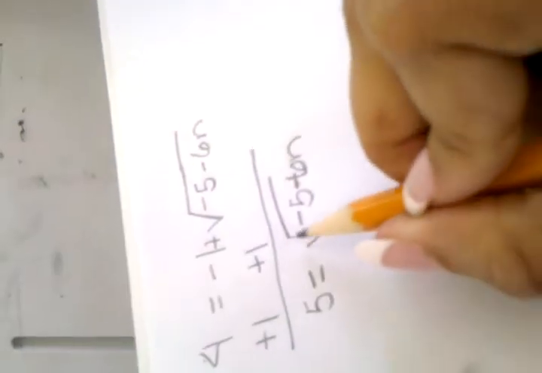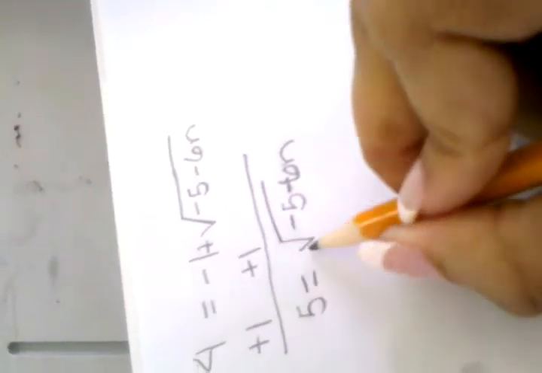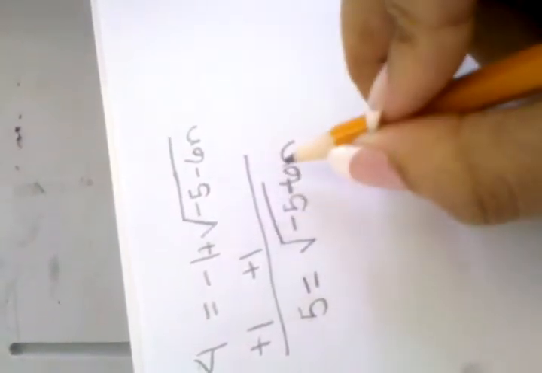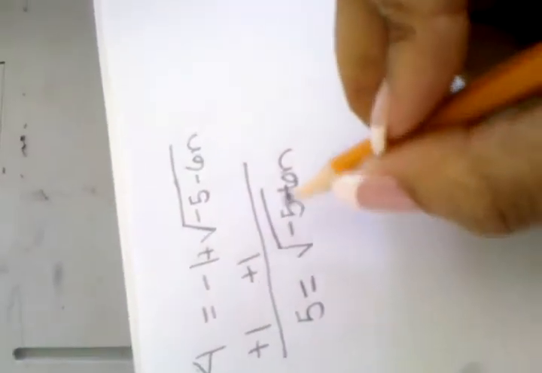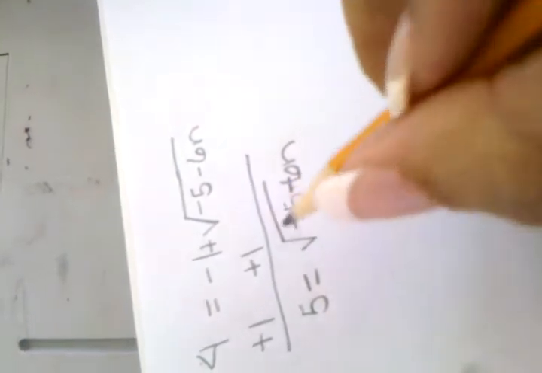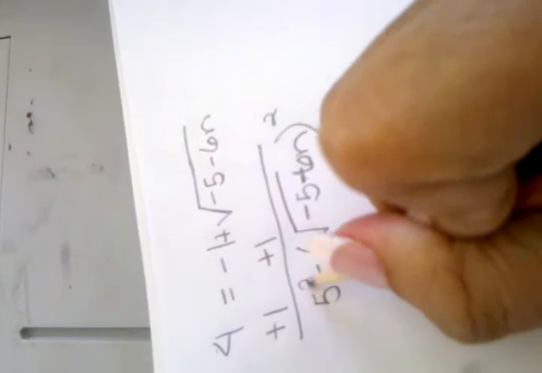That's 5 minus 6n. And in order to get rid of this radical, we need to square it. Squaring a square root eliminates it. Just like dividing is the opposite of multiplication, squaring is the opposite of taking the square root. So we are going to square in order to get rid of the radical.